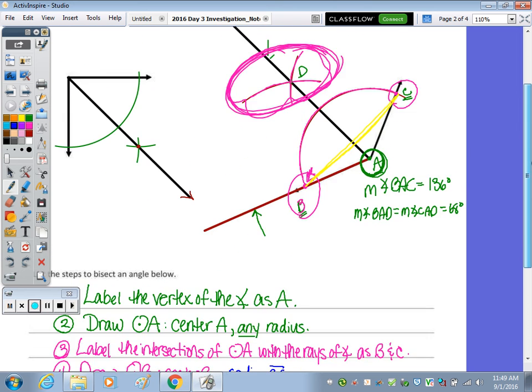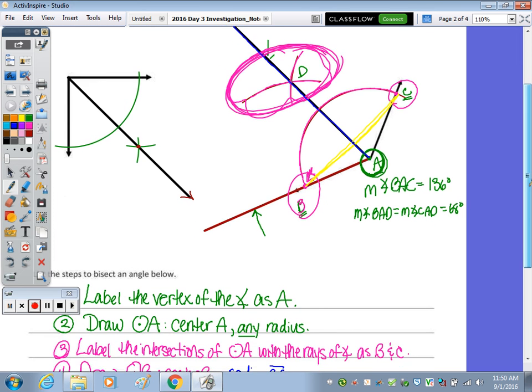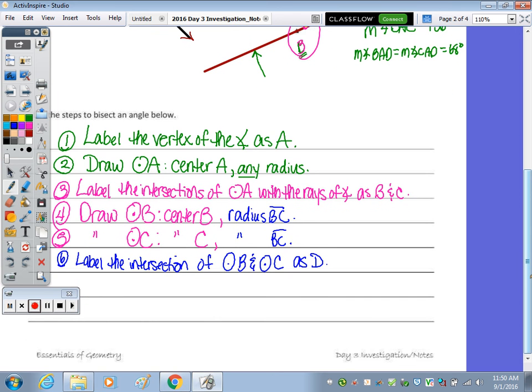Last step. So the angle bisector is this ray right here. So we just need to draw ray AD. So last step, number 7, is to draw. And you don't have to use the words. You can use our symbols that we learned the very first day. Draw ray AD.